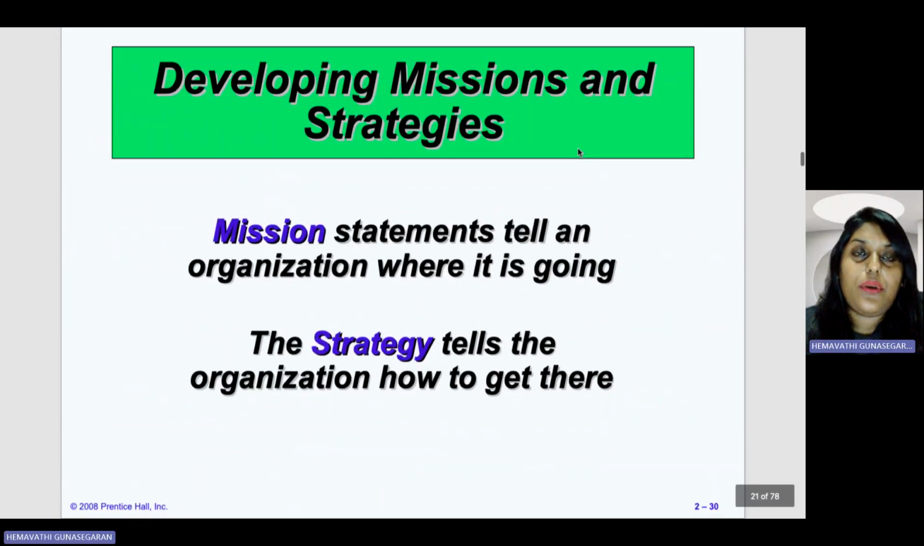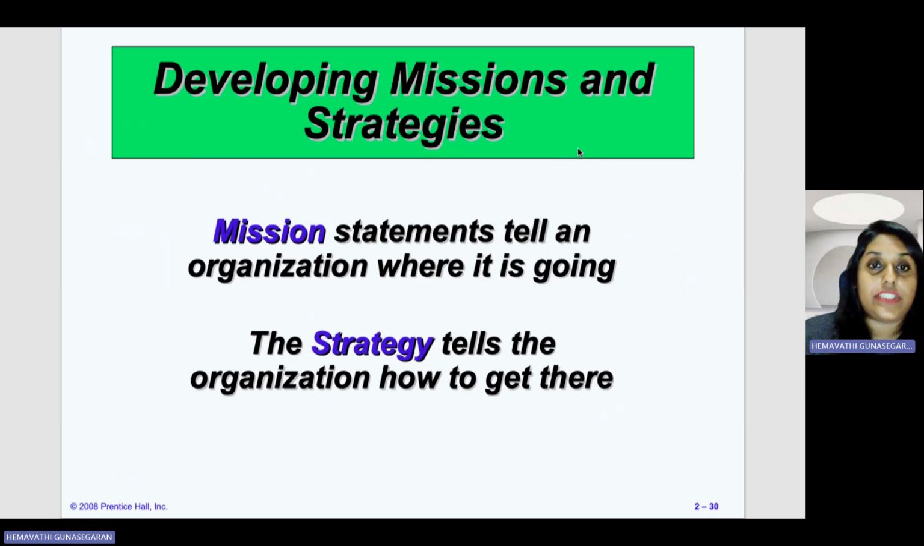Okay. Now we are going to look at developing missions and strategy. Now, when we start with a business, right? Whenever we want to start with a business, we want to start with a new operation, we always look into the mission statement. A mission statement is a statement that tells an organization where it is going, right? And the strategy statement tells the organization how to get there, right?